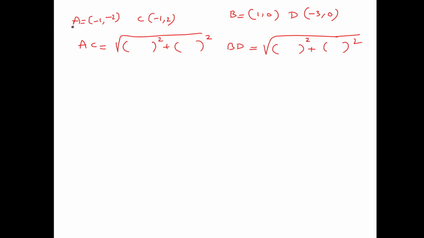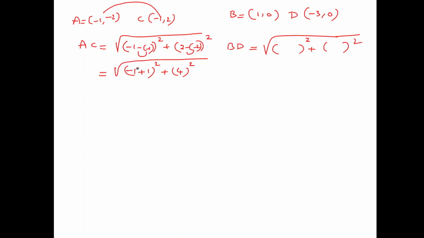So I'm just substituting the values for AC, x2 minus x1, similarly y2 minus y1, isn't it? So here, when I do this, I'll have an addition symbol. So what I'll get is (minus 1 plus 1) whole square. Similarly, I need an addition symbol here. So this comes out to 4 square, right?